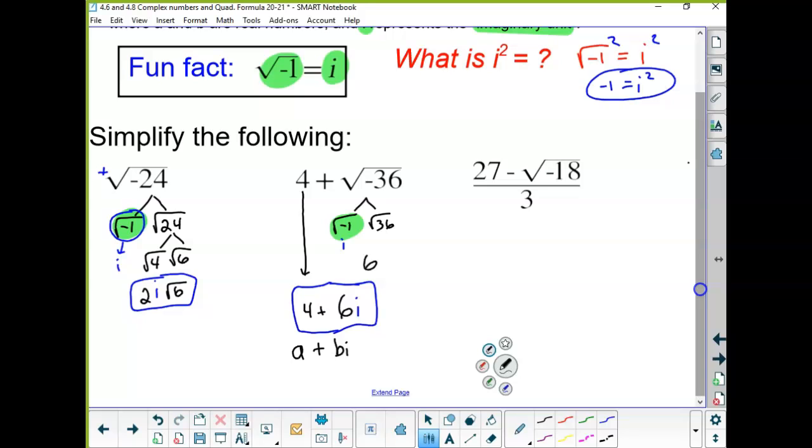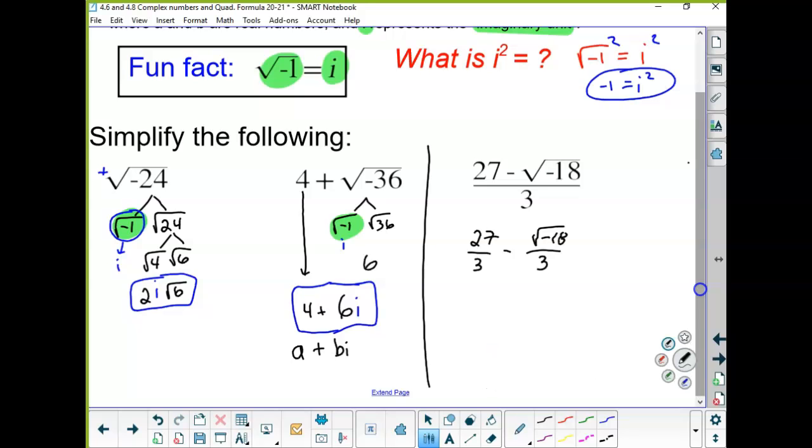So what about a problem like this? This looks actually kind of nasty, right? Doesn't look super friendly. However, all it is is a complex number divided by something. So what I would do first is set this up as, you know what? This whole thing is divided by 3. So I could rewrite this where each numerator, the 27 and the square root of negative 18, are both divisible by their own 3. And the reason why that's beneficial, 27 divided by 3 is 9, so that's really friendly.